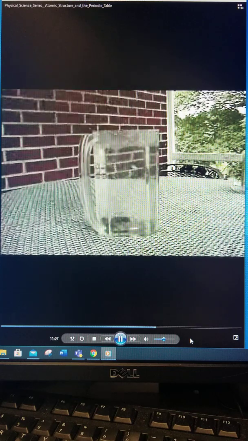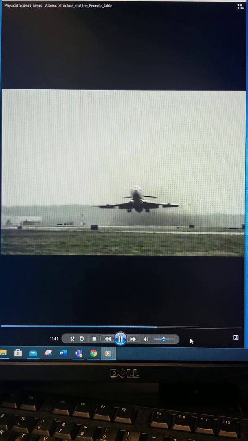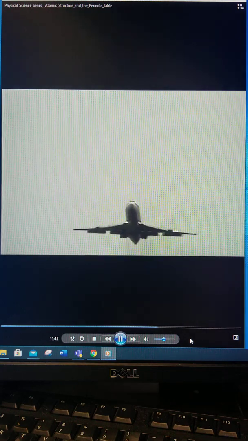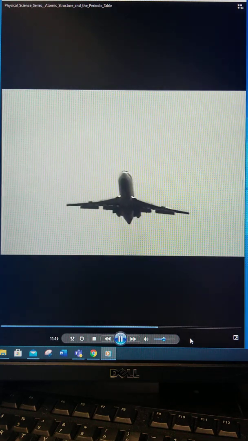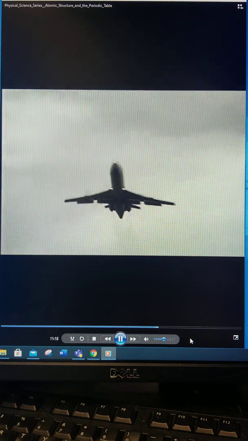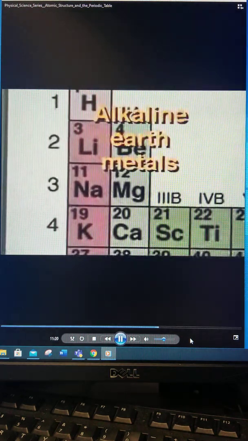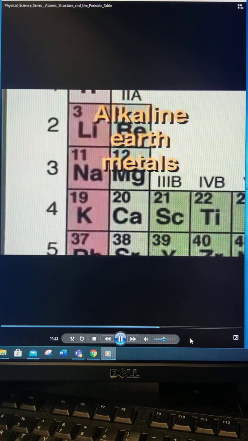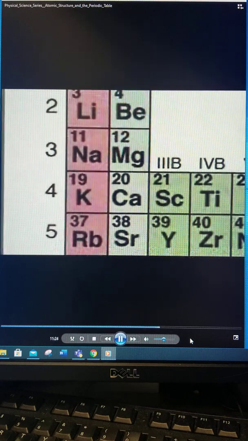Magnesium, a metal commonly used to make airplanes, is in a specific family of metals called the alkaline earth metals, highlighted here in blue on the periodic table. The alkaline earth metals are a highly reactive group. For example, magnesium, seen here, brightly reacts when burned.